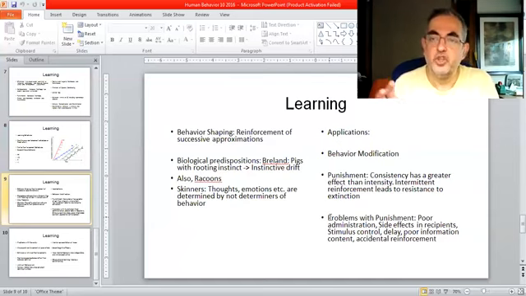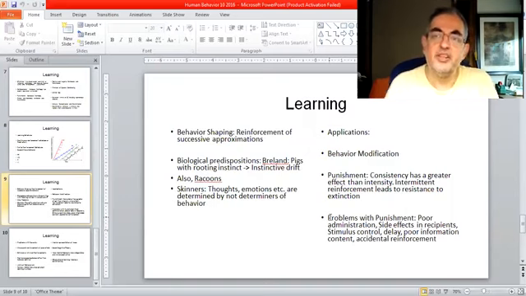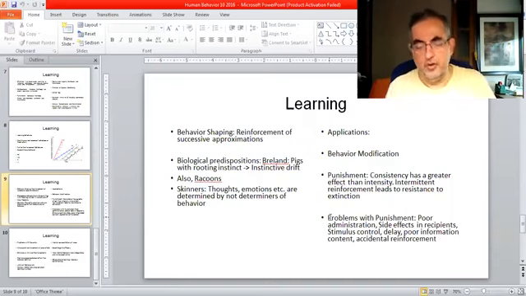So at each stage, you are shifting the goalposts. These are called successive approximations of the target behavior. Using these, you can get massive rapidity in learning complex behaviors. So you can make an animal learn a maze inside a day by using behavior shaping, successive approximation.